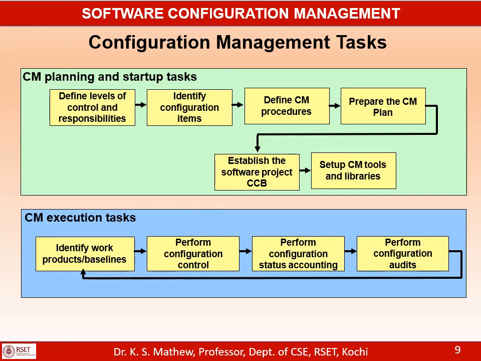Then identify configuration items. We need to identify the work products that are likely to change and list them as configuration items. Then define the configuration management procedure, which could be the standard organization procedure, or you can customize that procedure for your specific project. It could be a standard organization process or a tailored process. Then the project leader prepares the configuration management plan, which will be integrated with the overall project management plan.